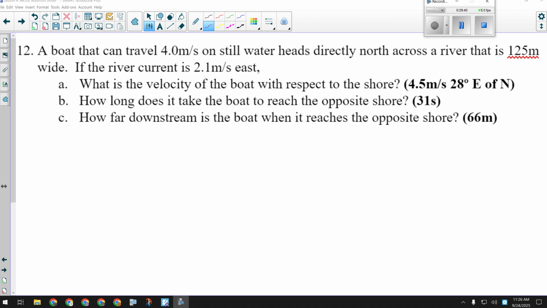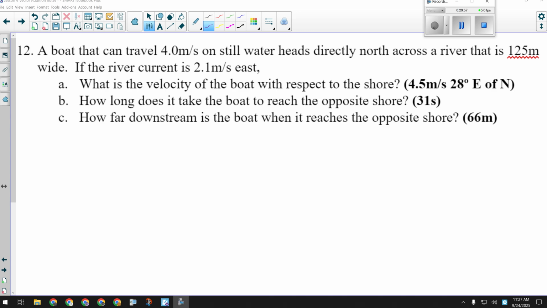It may be that this may be right or wrong. I have to have a look at it because I don't know if I used the rounded value. Ryan was pointing out that I may not have used the rounded value here. Okay, we'll double check that. Okay, so a boat that can travel 4 meters per second on still water.